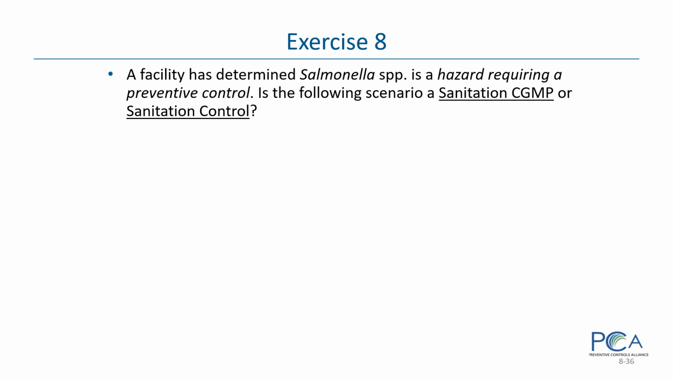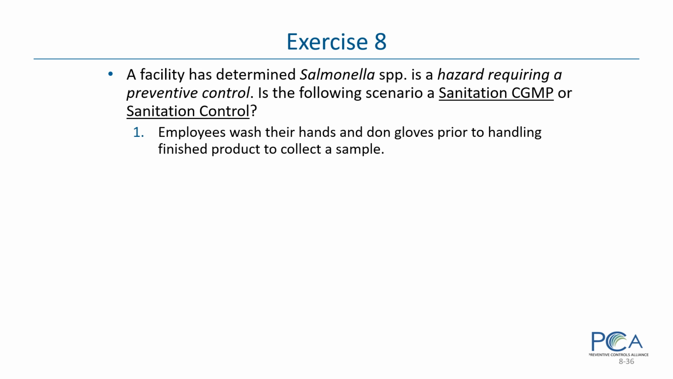Okay, so here we go. Try and just quiz yourself as we go through this. First one. Employees wash their hands and don gloves prior to handling finished product to collect a sample. Does that sound like a CGMP or a sanitation control? The correct answer here is a CGMP. Employees washing their hands before they put on gloves is a basic foundational thing that all facilities should be doing as part of their foundational cleanliness practices.